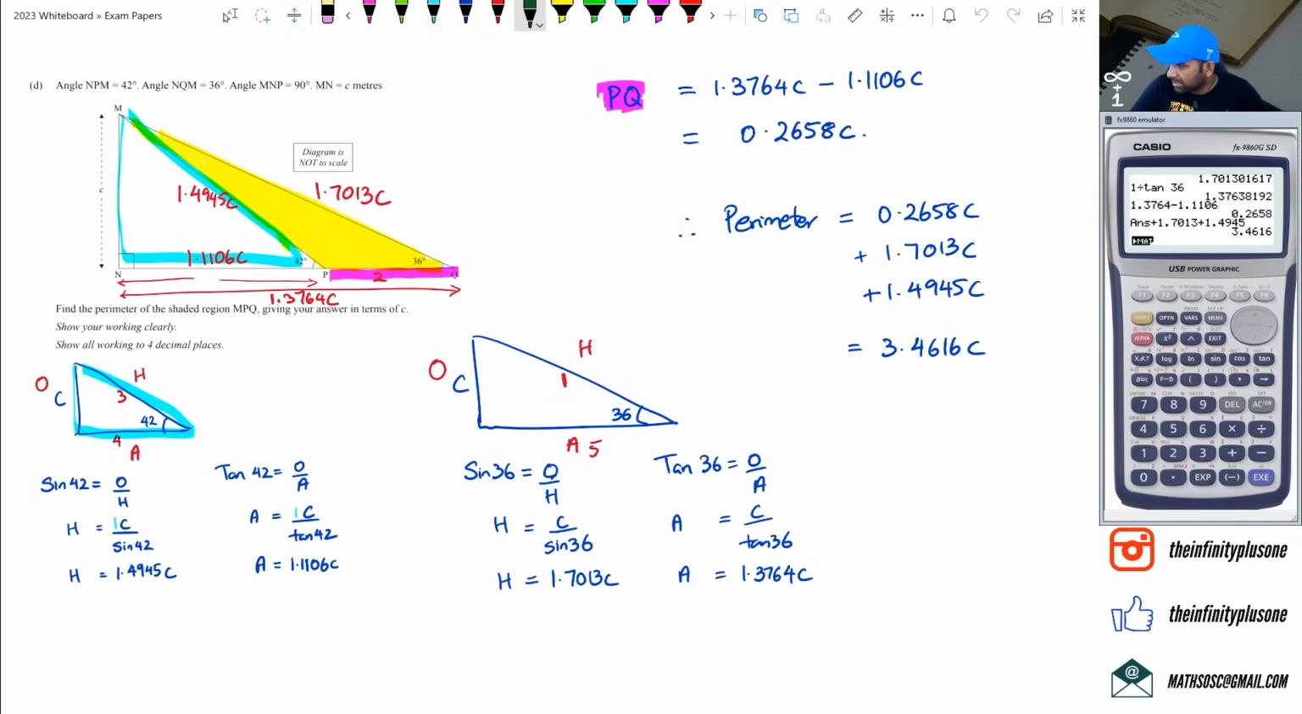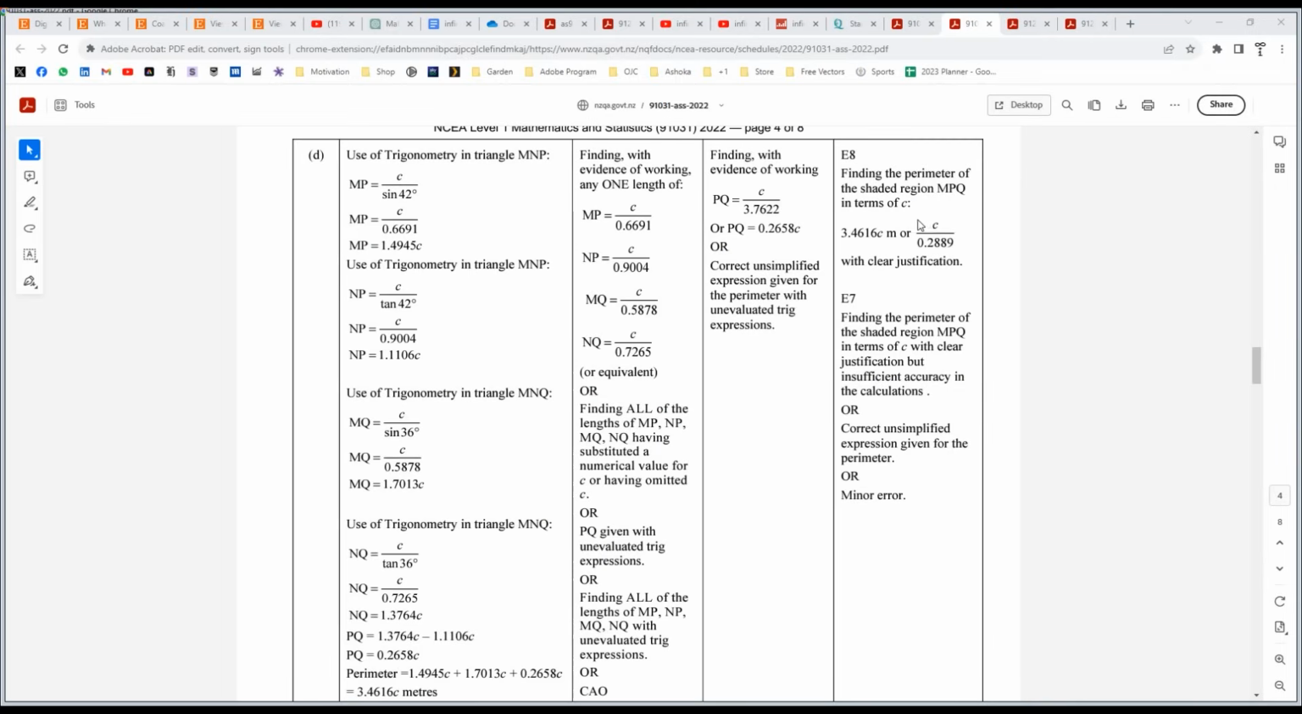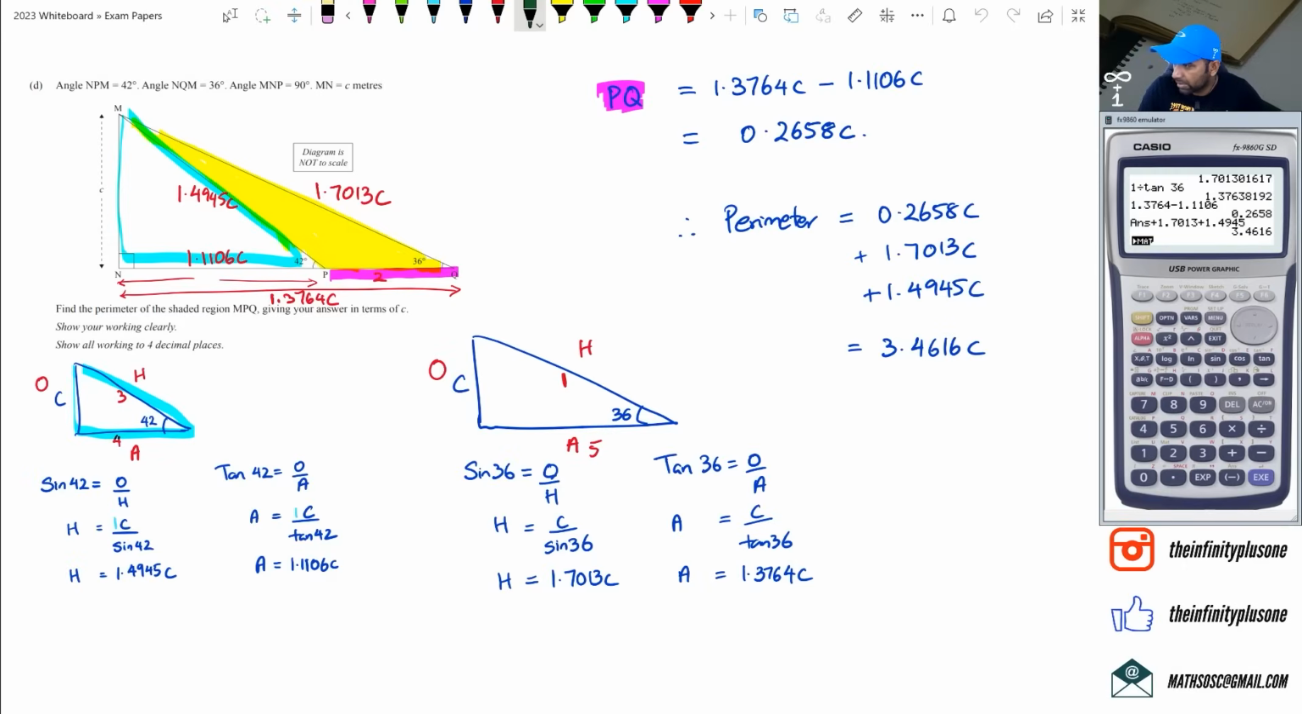Now, grades wise, you might have actually done it all in fractions. If you did do that, you might have got this value here, which is c over 0.2889, because if you didn't do that 1 over the sine or tan, you're going to have numbers in the denominator, and you could have still used your calculator to add those fractions together.